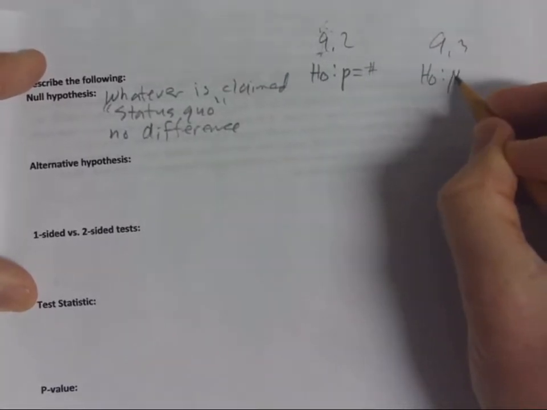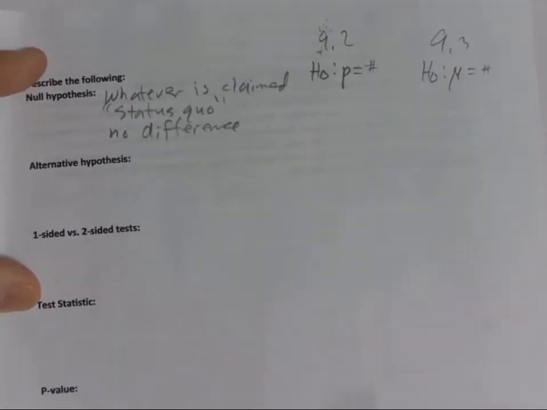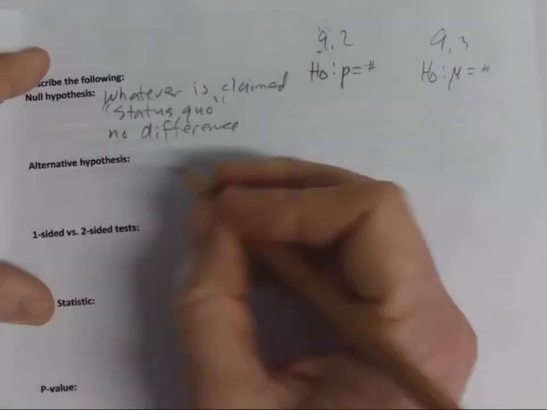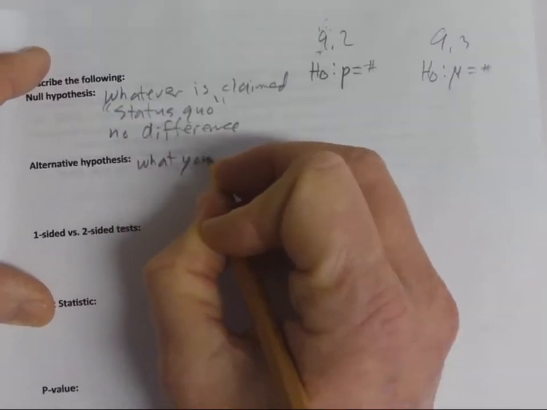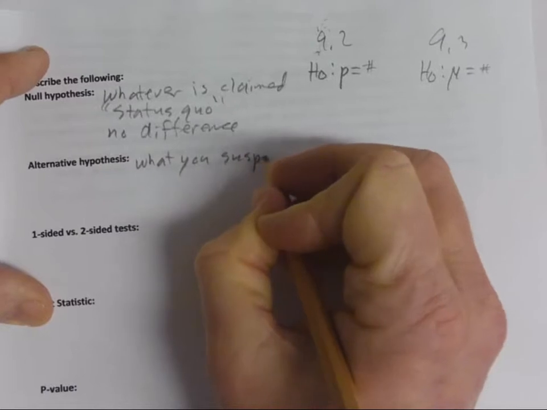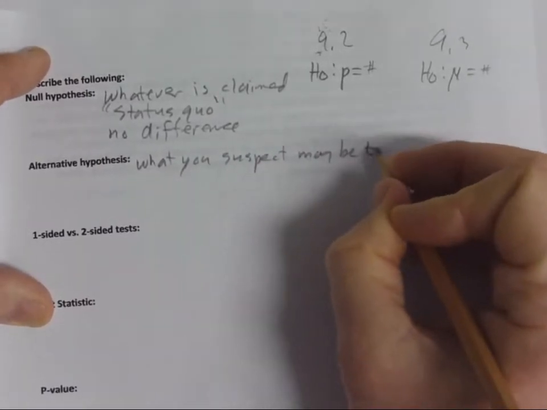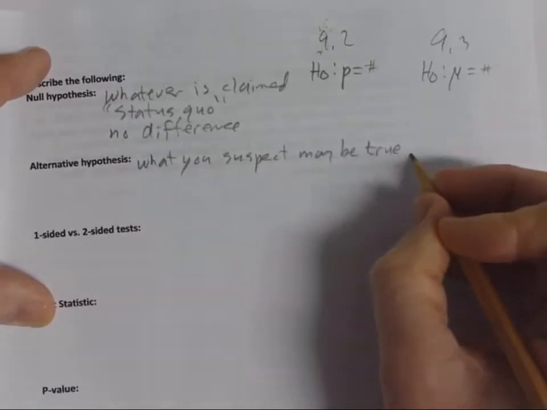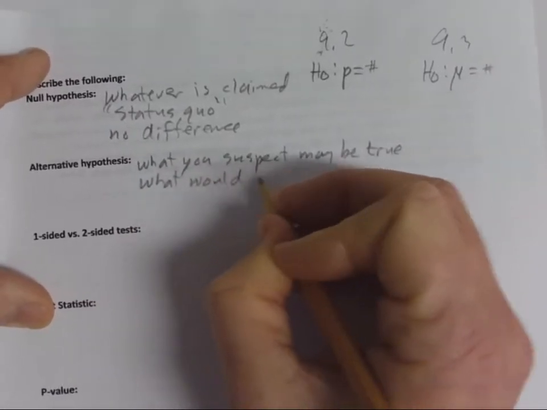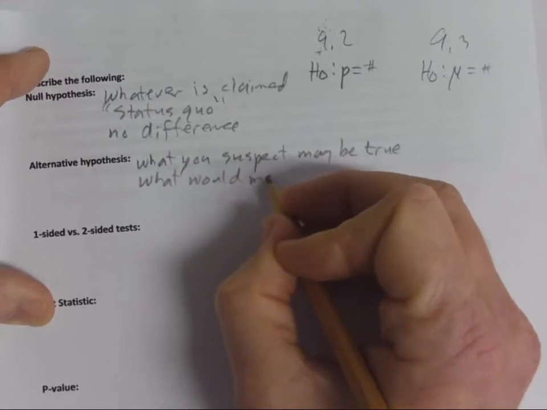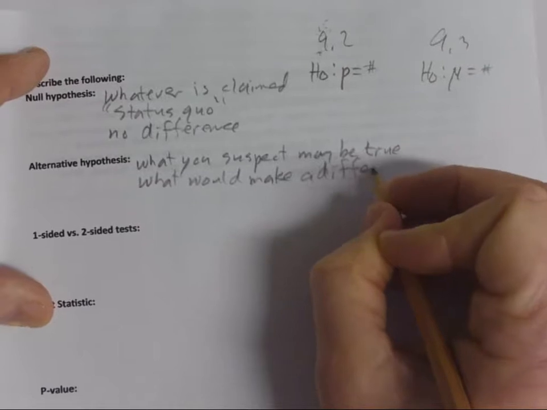It's going to be mu is equal to some number. Okay, so that's always going to look like that. The alternative hypothesis is what you suspect may be true, or what would call for a change, or what would make a difference. What would make a difference?